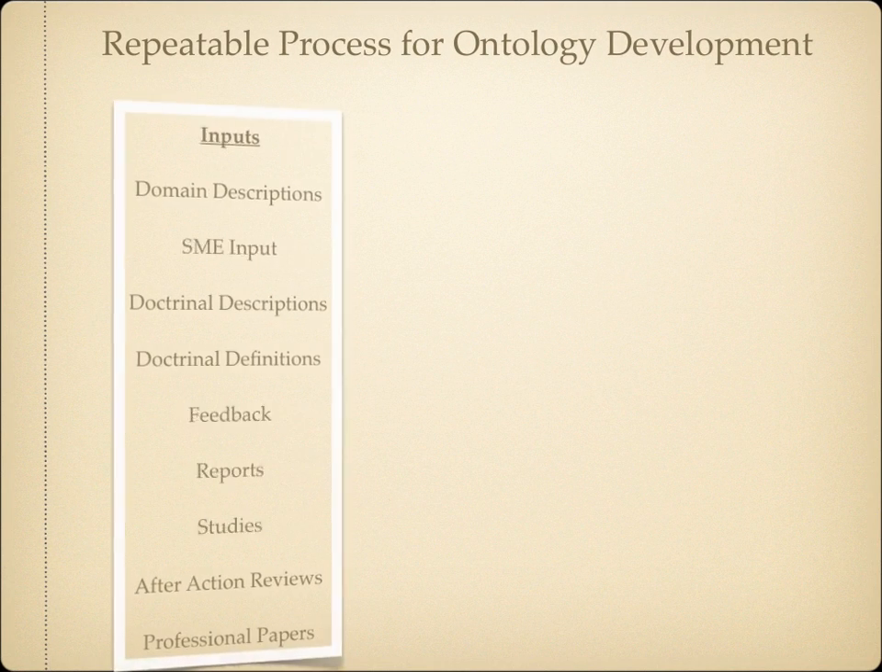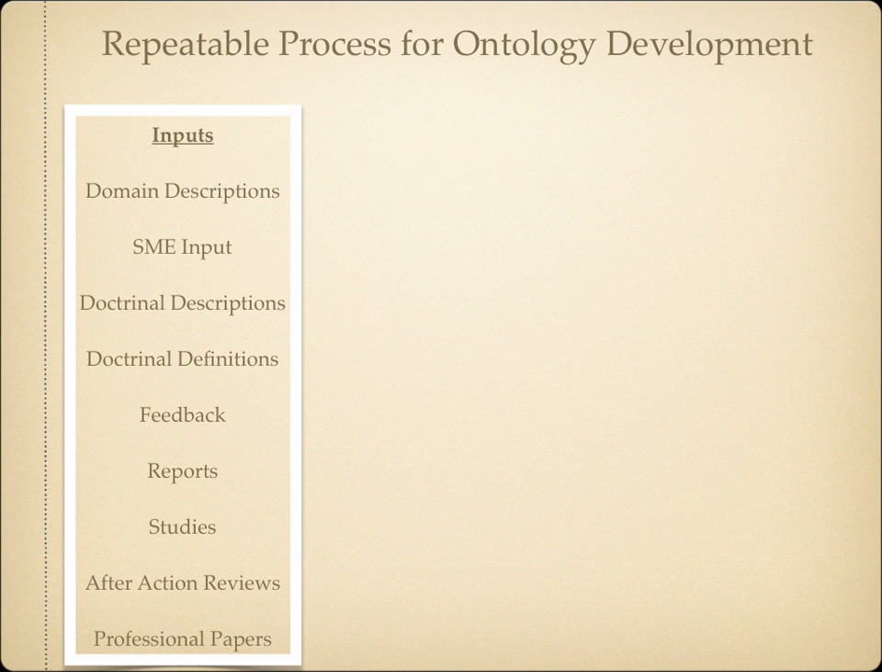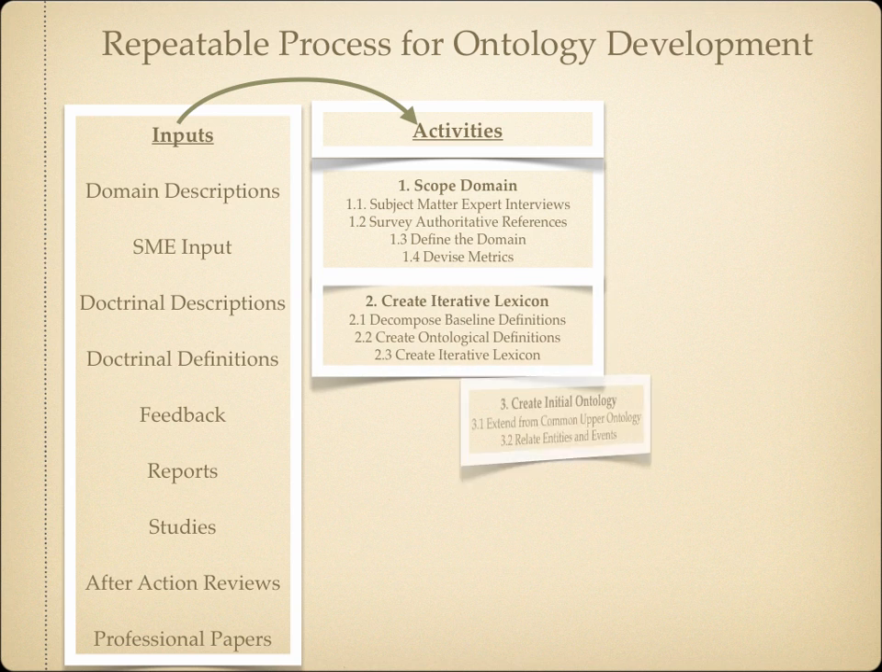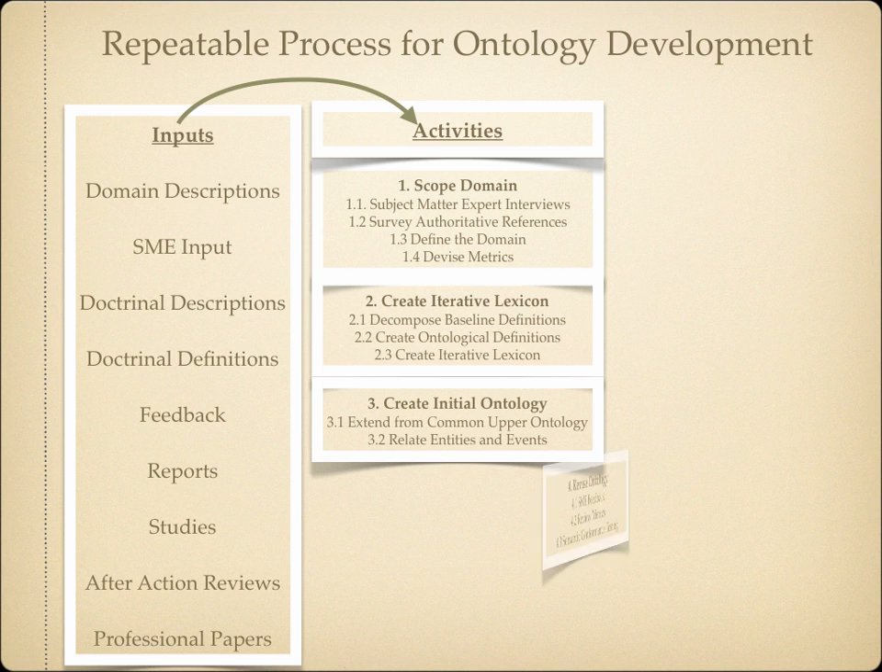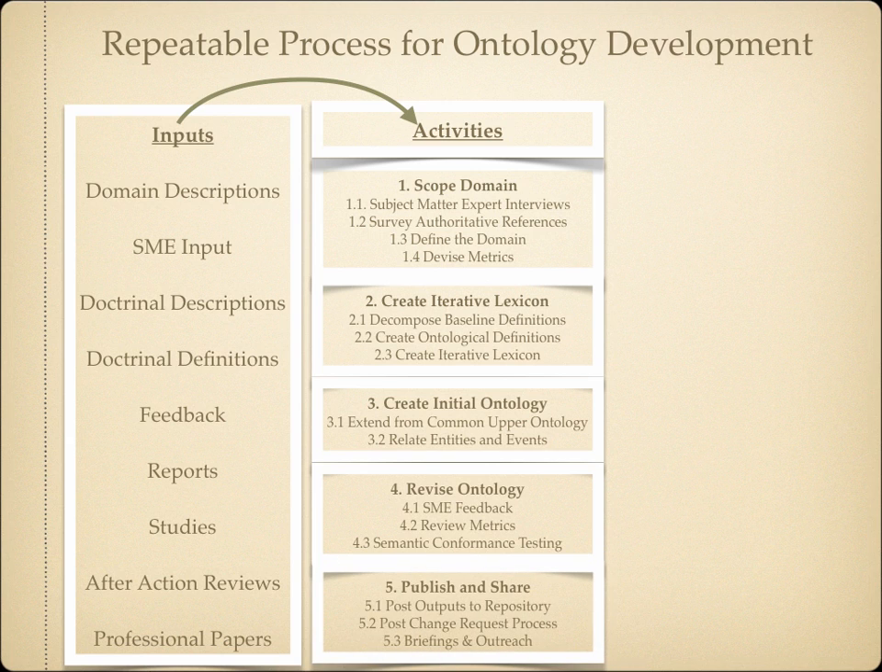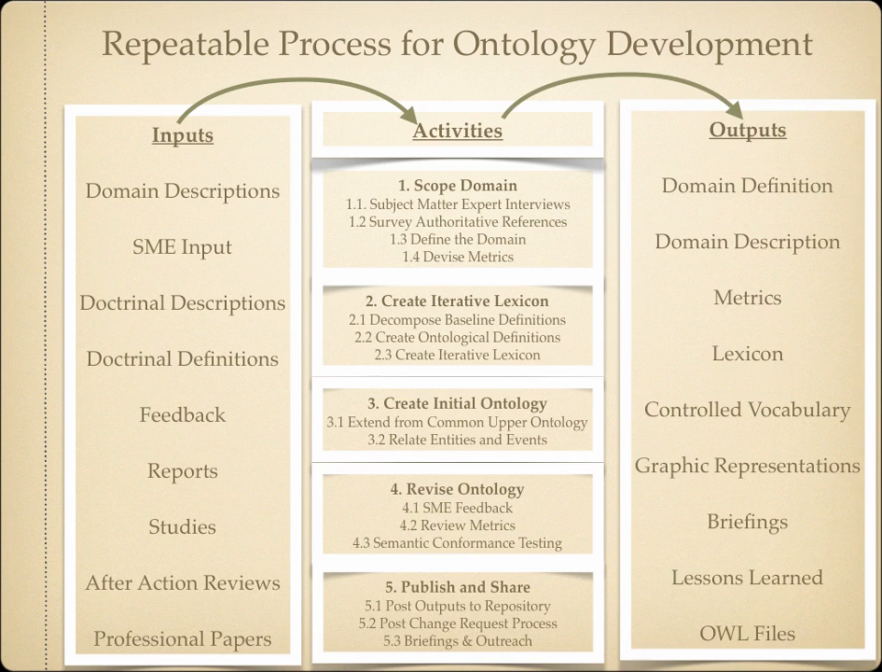The repeatable process for ontology development consists of various inputs, such as domain descriptions, subject matter expert interviews, and doctrinal definitions, to name just a few. These inputs go into the various activities, which include scoping the domain, creating an iterative lexicon, creation of the initial ontology, revising the ontology, publishing the ontology. These activities will result in various outputs as shown here. These outputs will be posted to a shared repository where stakeholders can review and make comments.